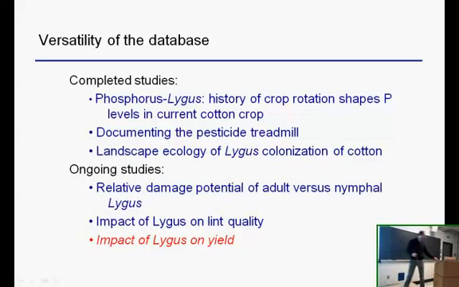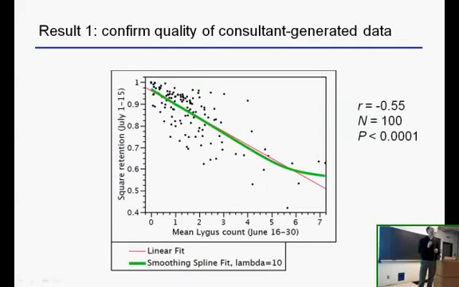But let me now focus on the yield effects of Lygus. So the first thing that we had to do was try to convince the skeptics that the basic quality of the data was adequate. And so we did that by looking at the relationship between Lygus numbers and square retention. We expect a strong negative relationship here. There aren't that many things that cause plants to shed squares. It's not just Lygus. But we do see, happily, a very strong negative correlation here. And we see this any way we slice the data. So that was sort of reassuring to us that the data were okay.